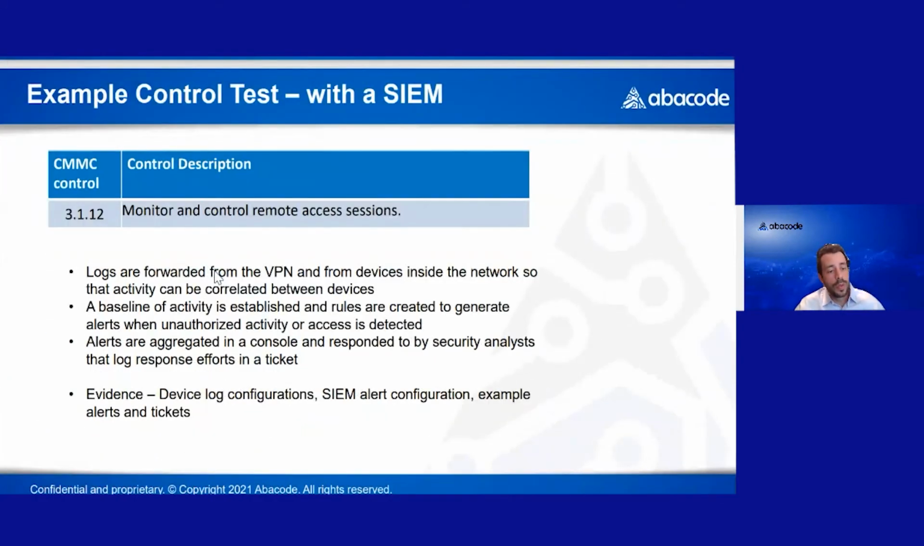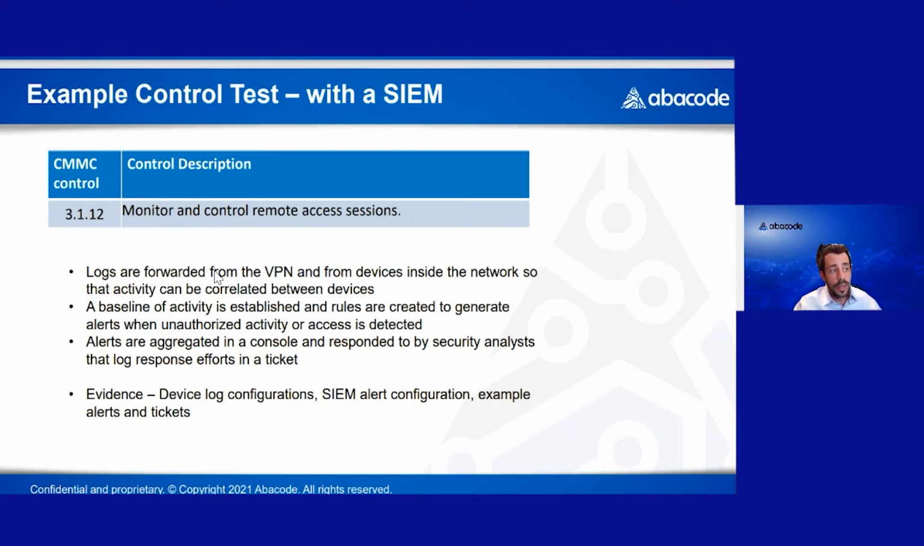So that same control with a SIEM in place: logs are forwarded from the VPN and from the devices. So for any user that accesses your system remotely, everything is automatically monitored. Now that doesn't on its own protect you from anything, because you still have to be able to alert. You have to know that that activity is bad versus normal. But if you have those personnel in place and that SIEM in place, you are monitoring. That control is designed and is operating effectively.